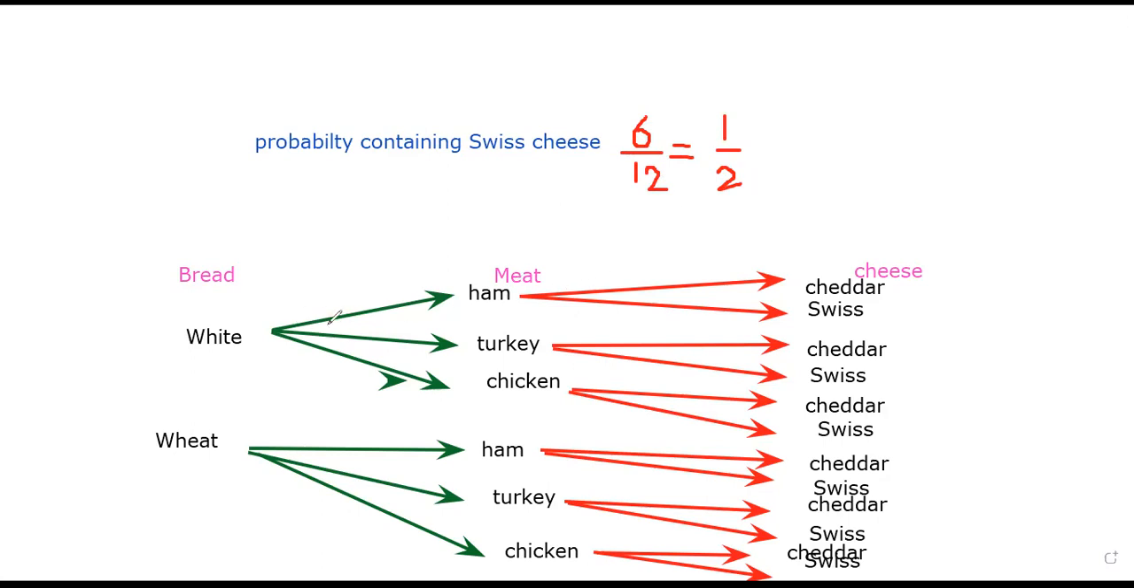Because in the white bread we have turkey, sauce, and cheddar, and we have turkey two times. For the white we have 2, and in the wheat we have 2. Yes, very good. So we have 4 out of 12, which means it will be 1 over 3. 4 over 12 equals 1 over 3, right?